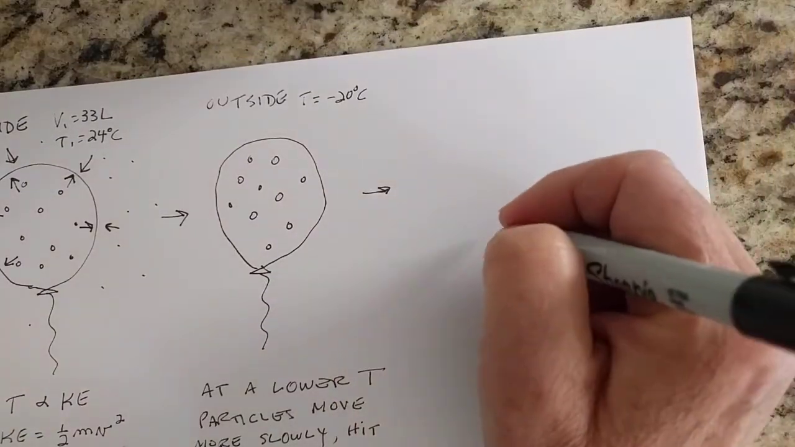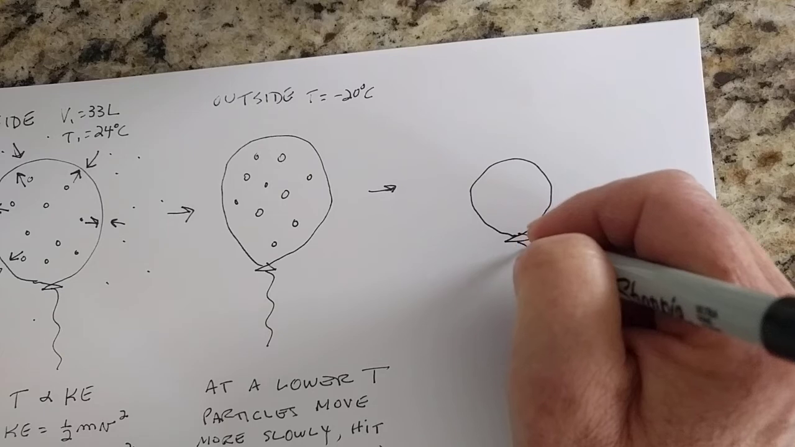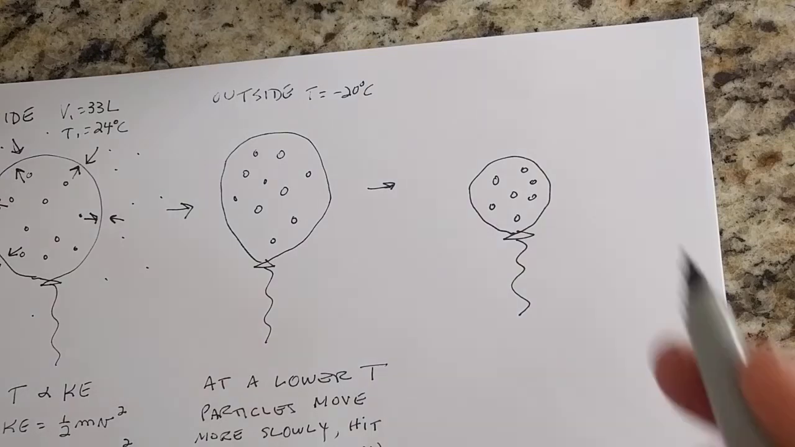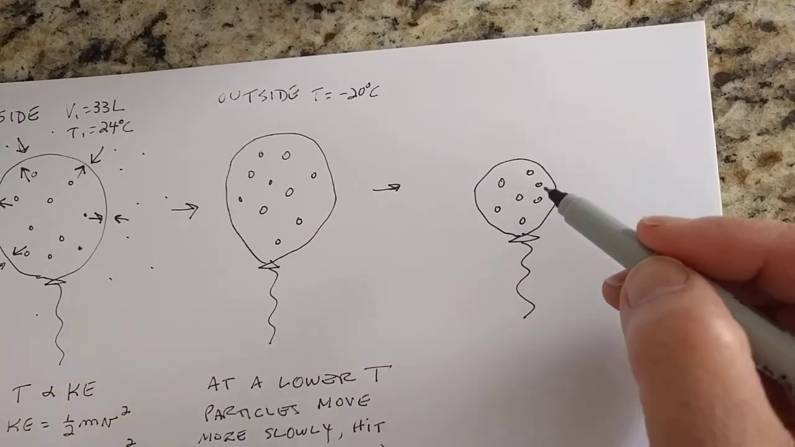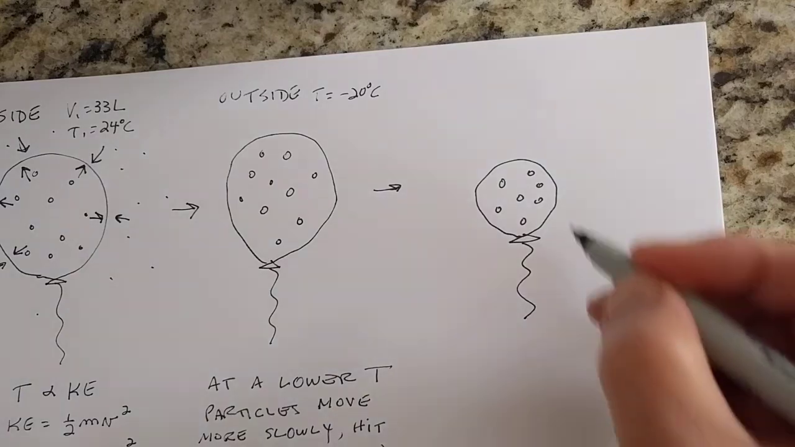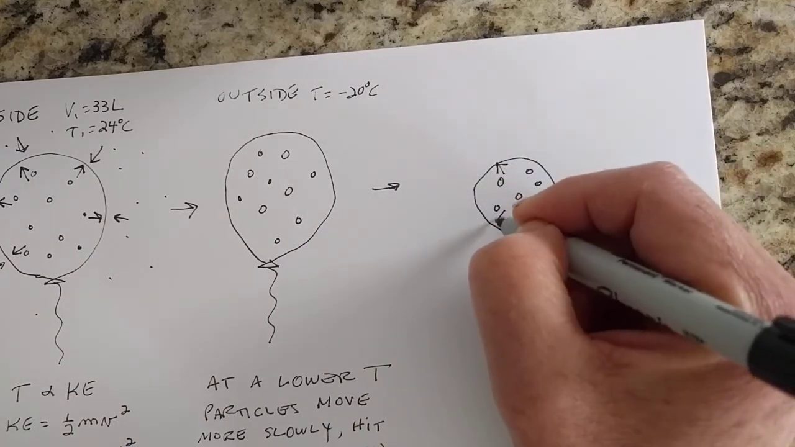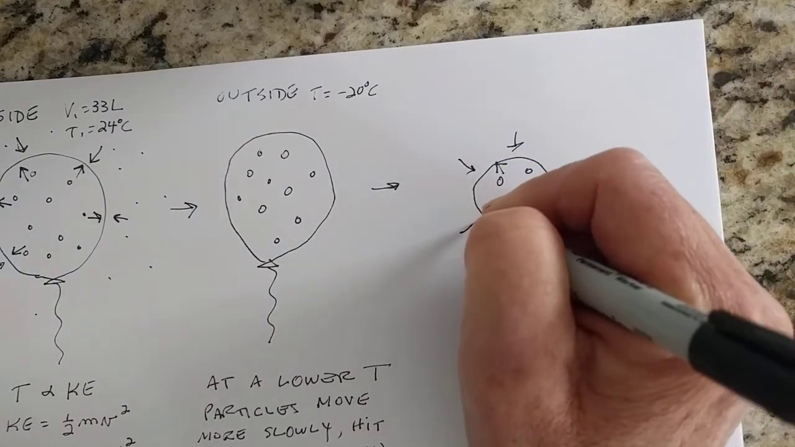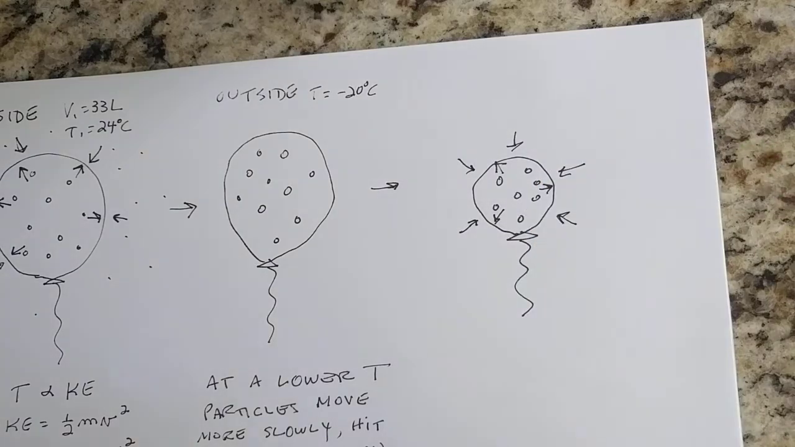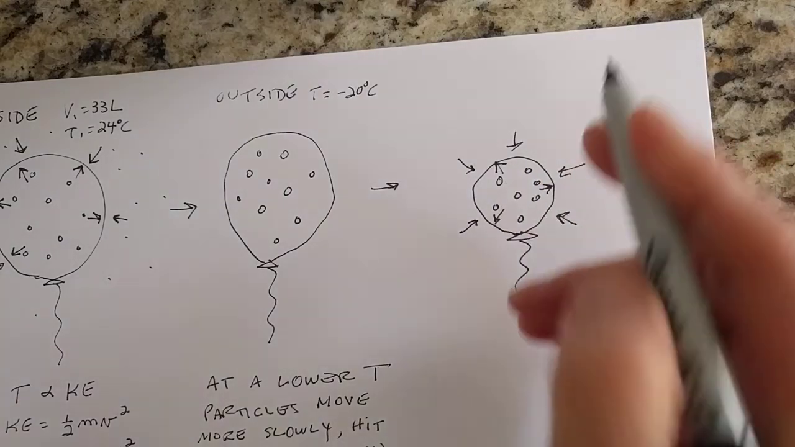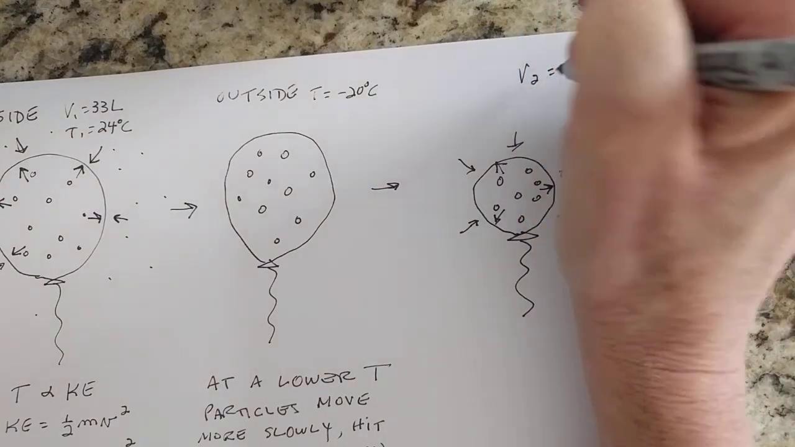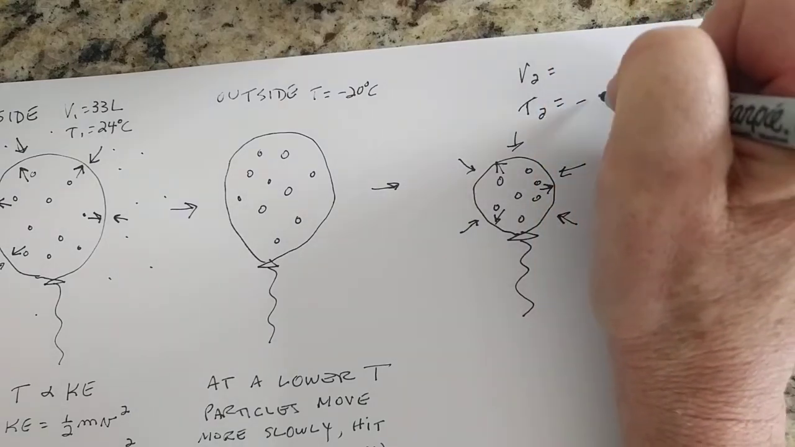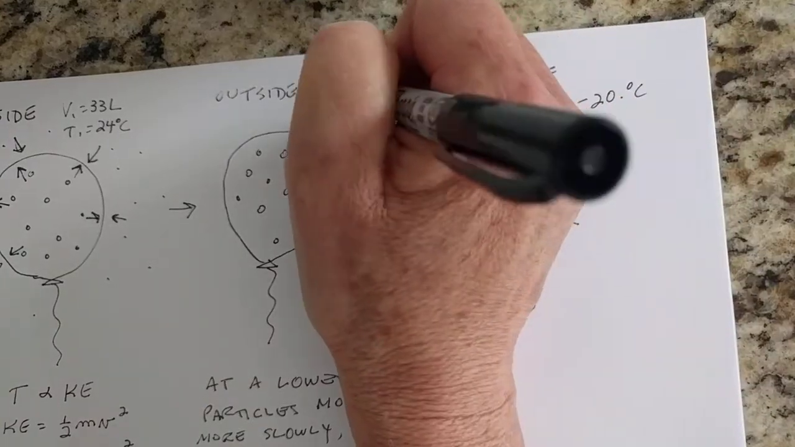Okay, so what happens then, now we have our balloon with our 10 particles. The temperature is less, the volume goes down. For this reason, our particles are moving slower, but now they are equaling the pressure of the atmosphere pushing in because they have less distance to go. So this is our final. This is our V2. We're going to calculate what that is. And this is our T2 equals -20 degrees C.